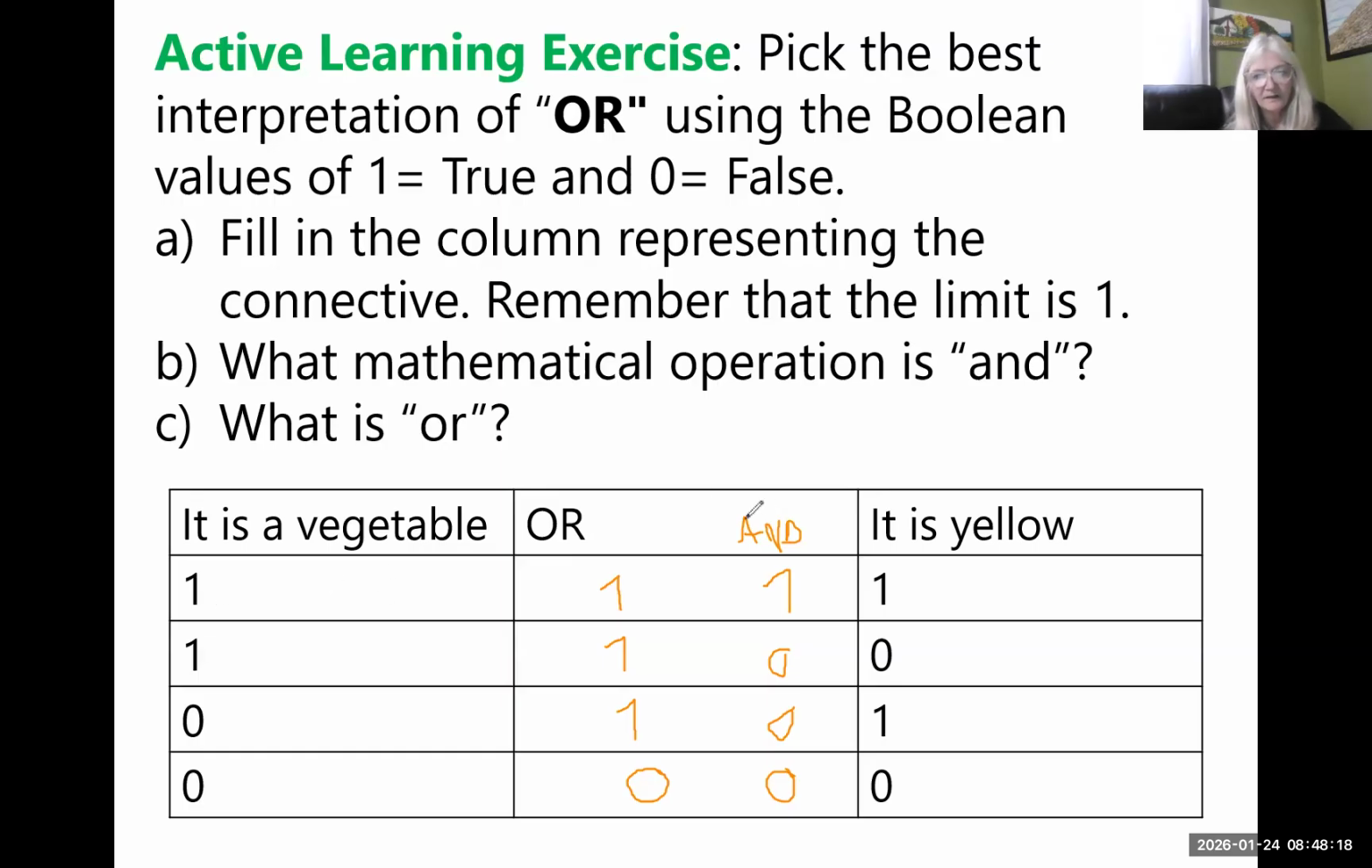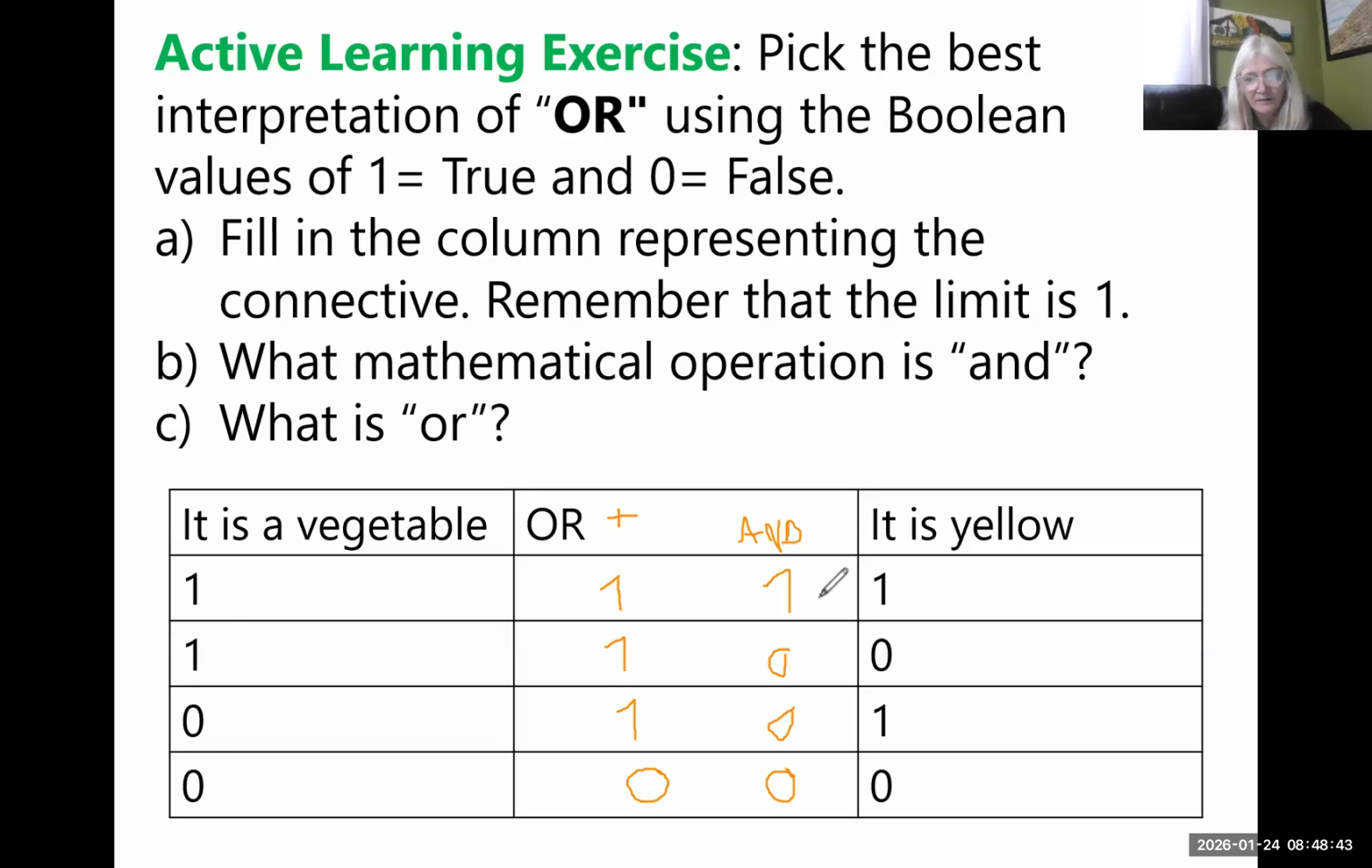Okay, so for the and, let's do or first. Okay, so here we go. 1 plus 1, limit case becomes 1. 1 plus 0, limit equals 1. 0 plus 1 equals 1. 0 plus 0 equals 0. So and is plus. Sorry, or is plus. And on the other hand is times.